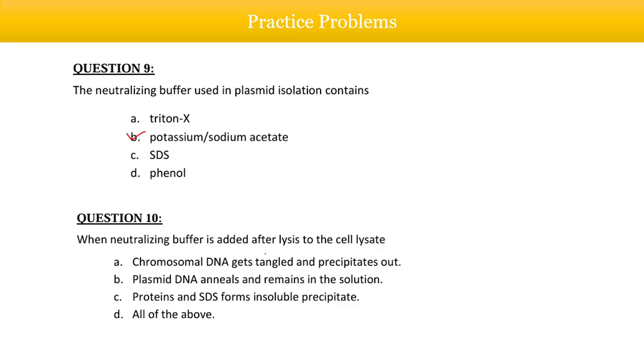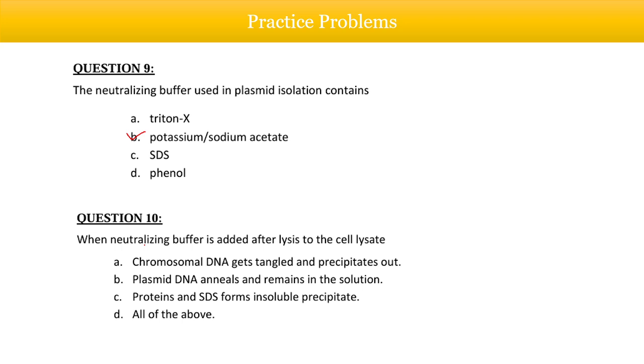Now when neutralizing buffer is added after lysis to the cell lysate, what happens? I just mentioned it, so it's another easy question. Chromosomal DNA gets tangled and precipitates out. Plasmid DNA anneals and remains in solution. Proteins and SDS form insoluble precipitate, all of the above.